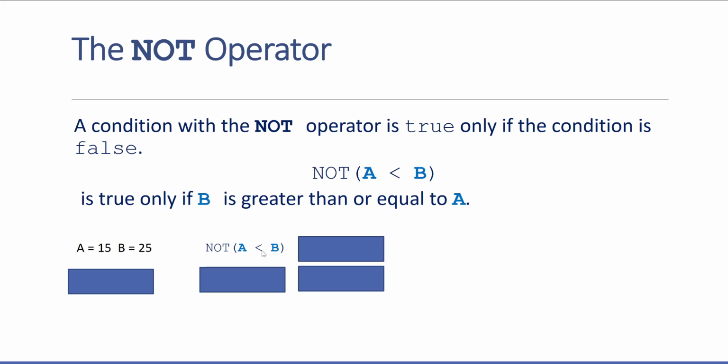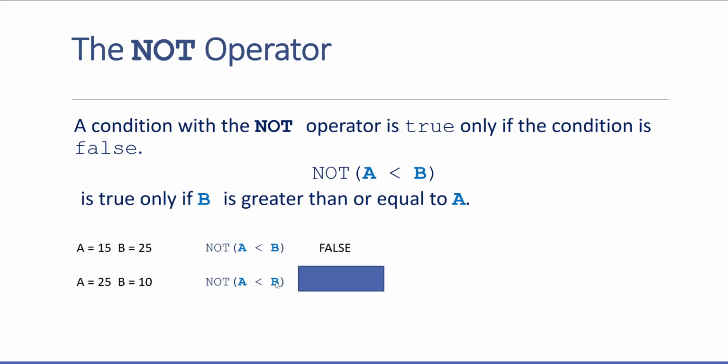A less than B is true, so not true returns a false. Okay, let's look at this one. A is 25 and B equals 10. Give you a second to try and think about that. Take the inside. Is A less than B? A less than B is false. The opposite of false then is true. So that's the not operator.